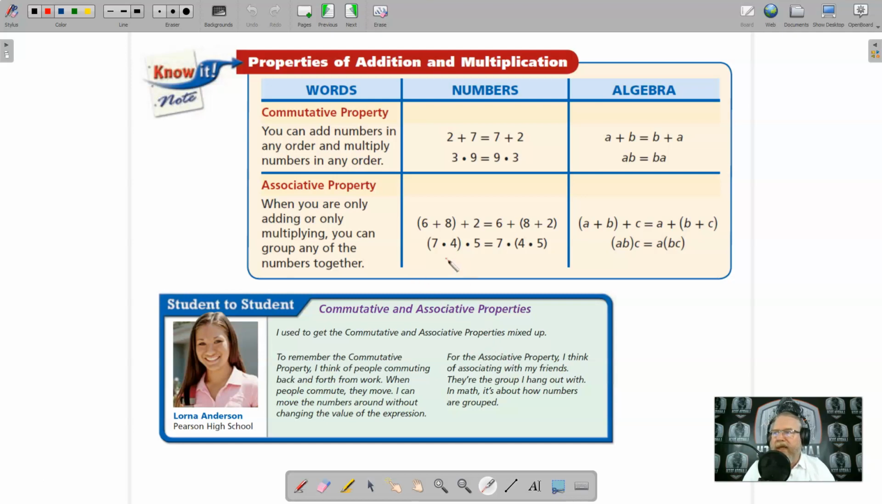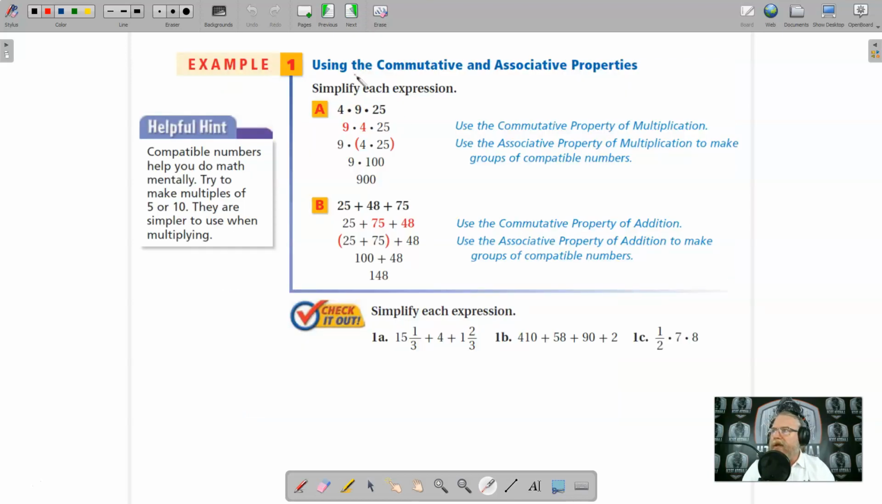And so whenever we see that the groupings change from one side to the other, and we change the grouping, we realize that that is the associative property. Who are the numbers associating with? Are they changing friends? Do they have the same friends? Numbers have friends? It's interesting. So example 1, using the commutative and associative properties.